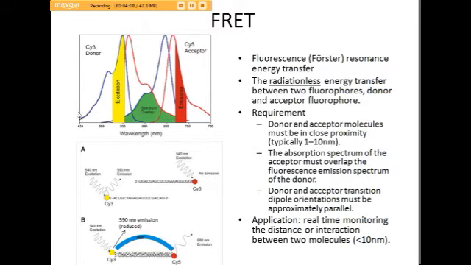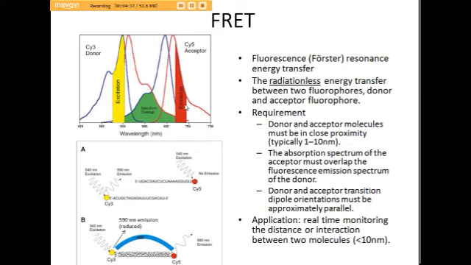So now let's look at an example here. Here are two fluorophores, Cy3 and Cy5. Both are small molecular organic dyes. Cy3 here serves as the FRET donor, and Cy5 serves as the acceptor. So here is Cy3's spectrum, and here is the Cy5 spectrum. So the excitation, emission, excitation, and emission.